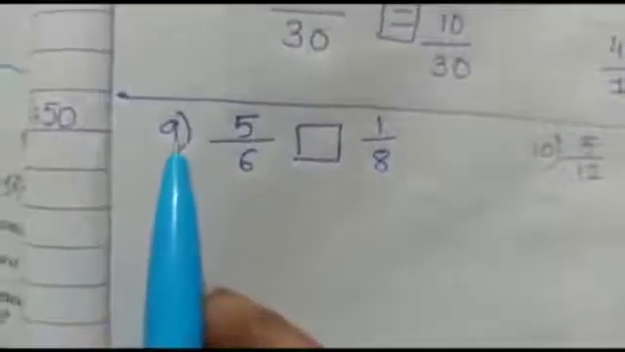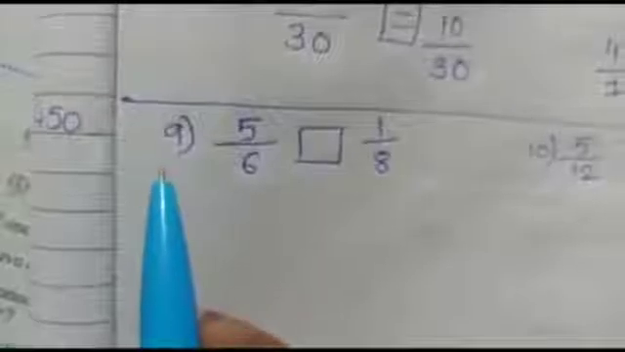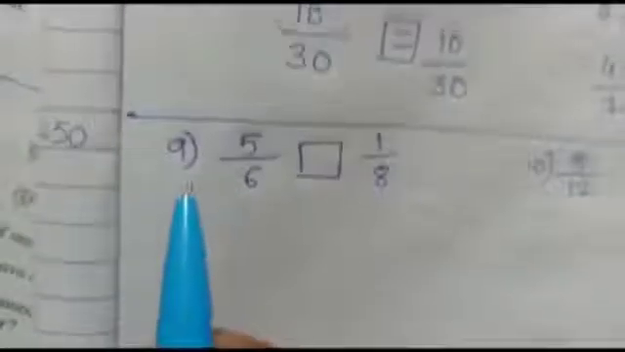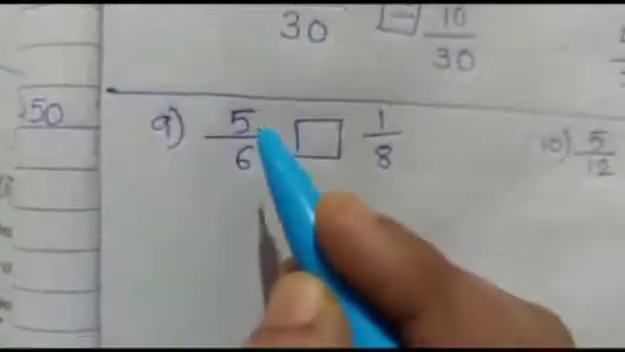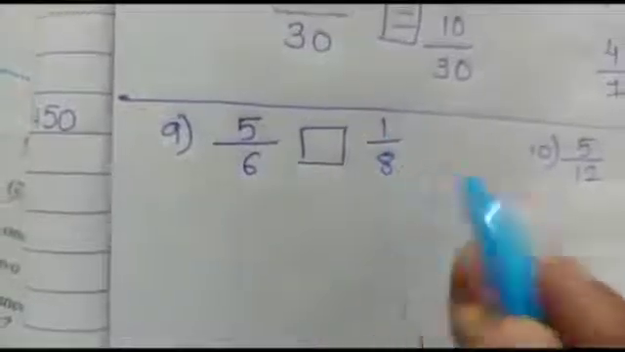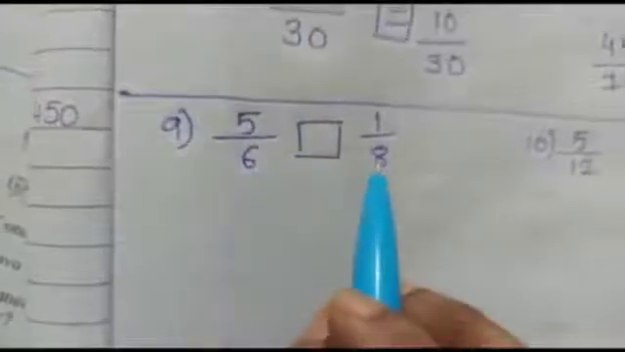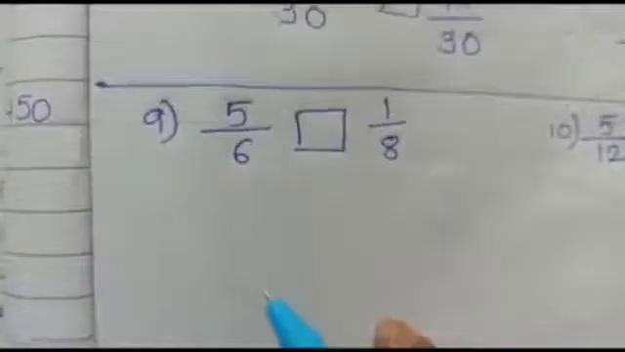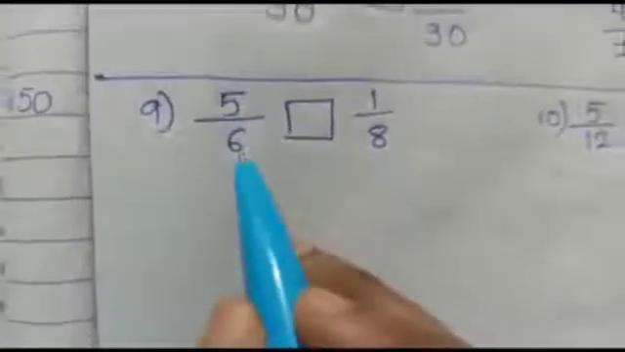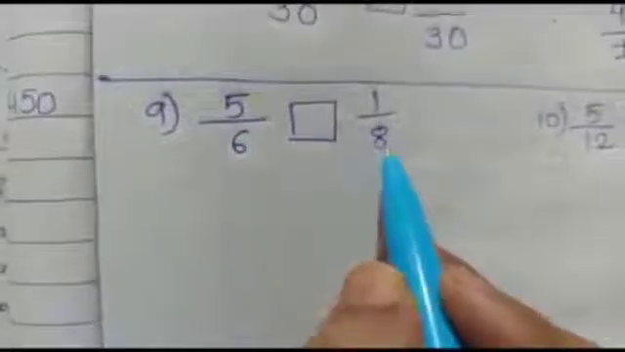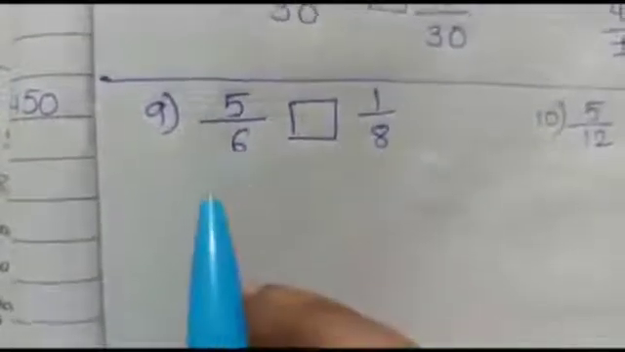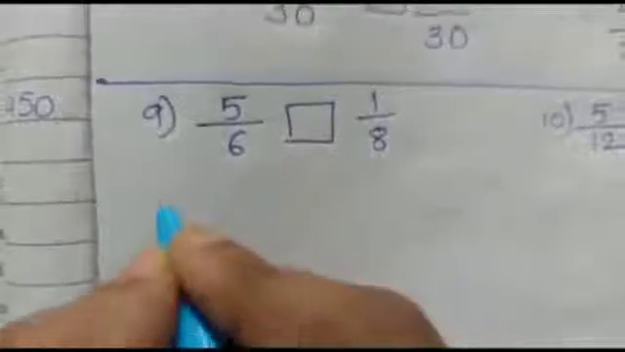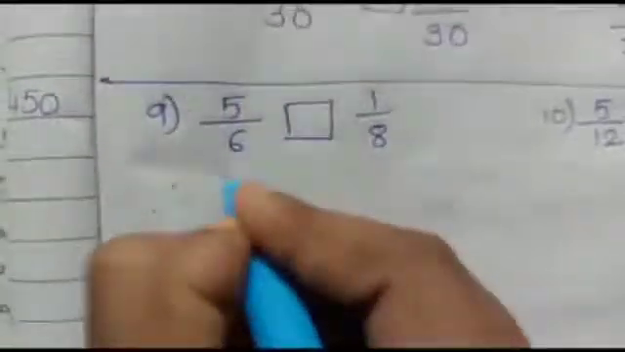Okay, now we are going to solve the ninth one, because 6th, 7th and 8th are being omitted. So the ninth one is 5 upon 6 and 1 upon 8. Again their denominators are not same, they are unlike fractions. So first we have to convert them into like fractions. Now is 6 coming in 8 table? No. And is 8 coming in 6 table? No.